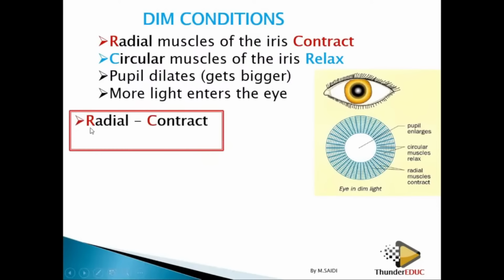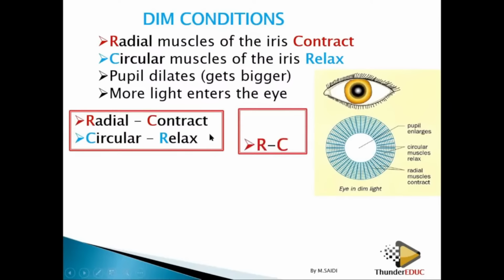So I can abbreviate it that radial with contract and then circular with relax, which means that R goes with C and then C with R. I tell my students, I'm bright like a star. I don't mix things up. When you mix things up, you mix things up in dim, in darkness. So in bright light, I don't mix the things up. So the R will go with the R and the C will go with the C. While in dim light, because I mix them up, R will go with the C and then C will go with the R. That's the meaning.